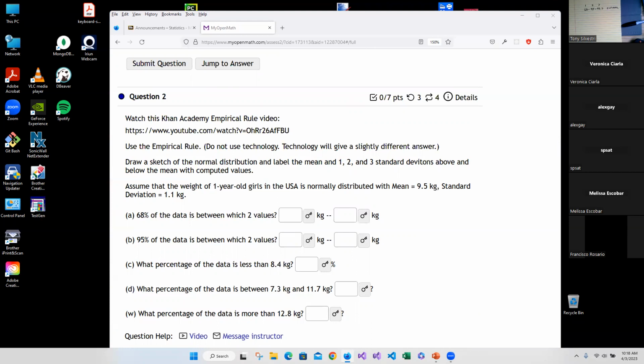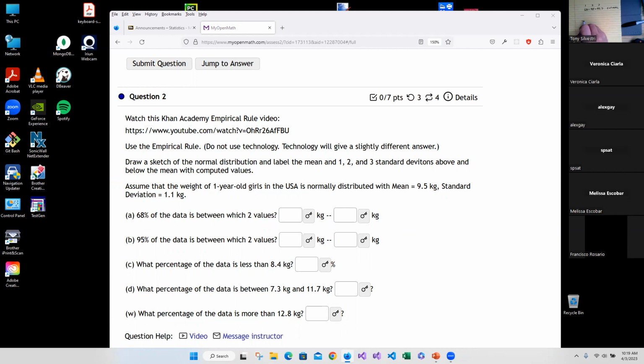Now, draw a sketch of the normal distribution and label it. Okay, we can do that. But assume that the weight of 1-year-old girls in the United States is normally distributed with a mean of 9.5 and a standard deviation of 1.1. 68% of the data lies within 2 values. Which 2 values?